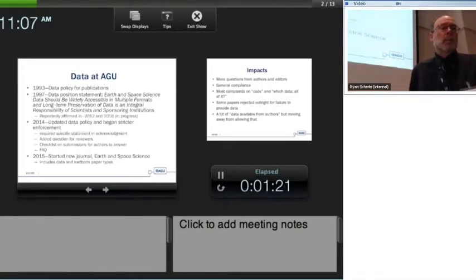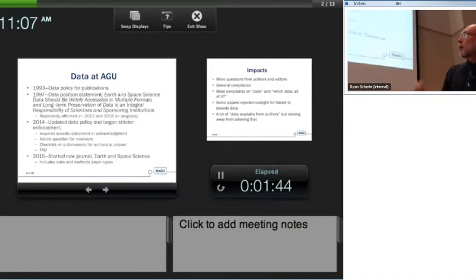Both of those policies were pretty much aspirational in 2014. We put a very firm policy through our council that required data archiving, and took a number of steps in the publications to enforce that, which I'll talk about now and then show the implications in a minute.